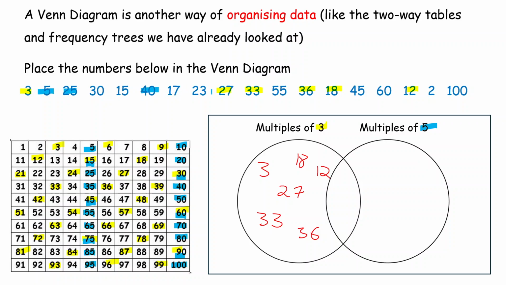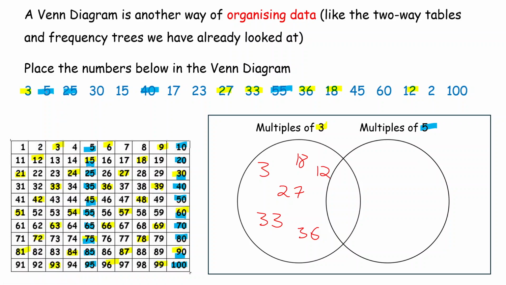Not 17, not 23. 55 is just 5, which is nice. We can use that one. 45 is both, you can see down there. 60 is both, so not that one. 2 is neither, and 100 is neither. So we can now put the numbers just in this blue color into the Venn diagram, and let's keep it in red.